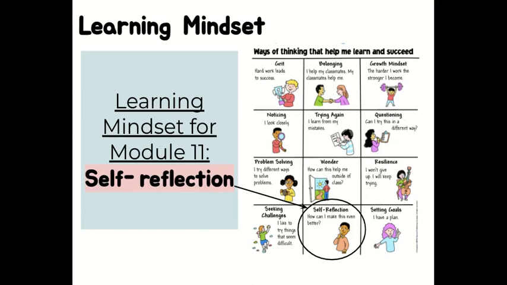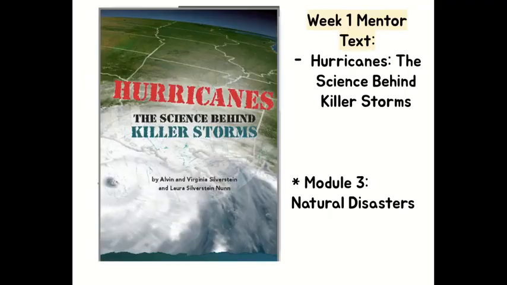The learning mindset for Module 11 is self-reflection. How can I make this even better? The mentor text for Week 1 is Hurricanes: The Science Behind Killer Storms. This might seem familiar because this text is used in Module 3, Natural Disasters.